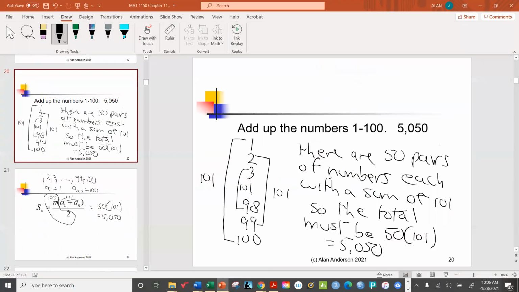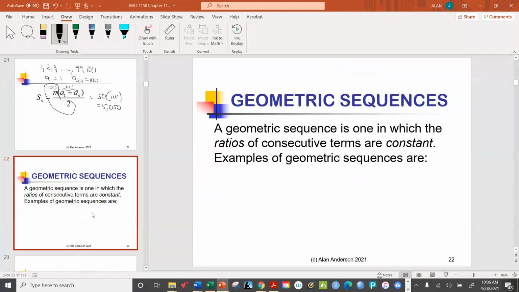All right, anyway, so now we're ready for the geometric sequences. Now, these are a little bit more challenging because instead of having constant differences, we have constant ratios. All right, so what exactly do we mean by that?